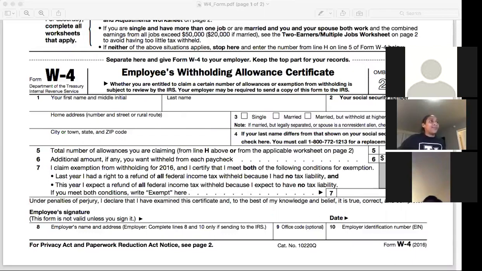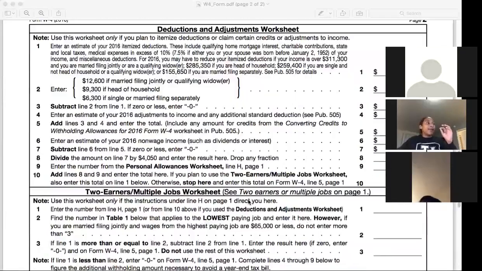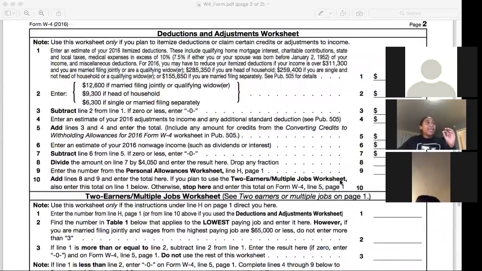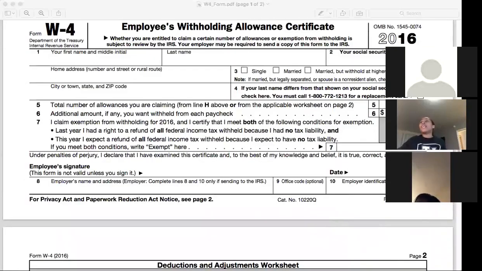Okay? So on this section here, you just enter your name, social, address, single, and the only thing you're filling out is line 5, which says, enter the total number of allowances you are claiming from line H above or from the applicable worksheet on page 2. So whatever you got here on line 10 is what you put here on line 5. That's it.